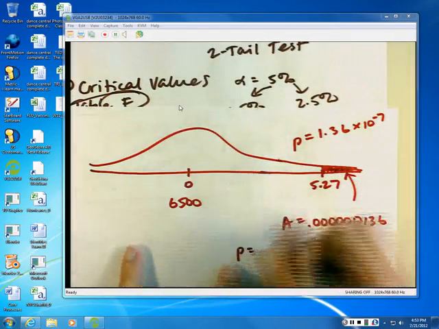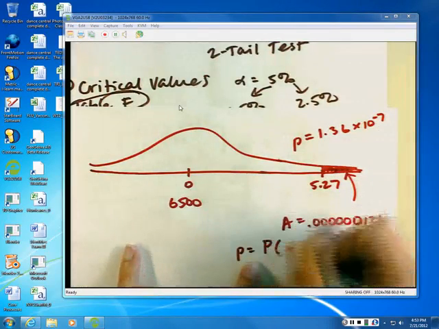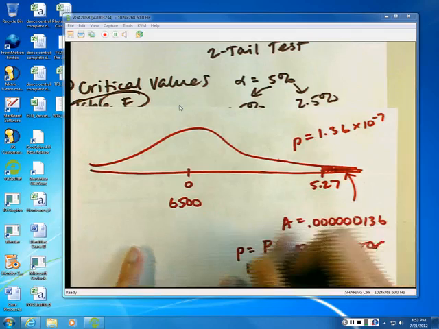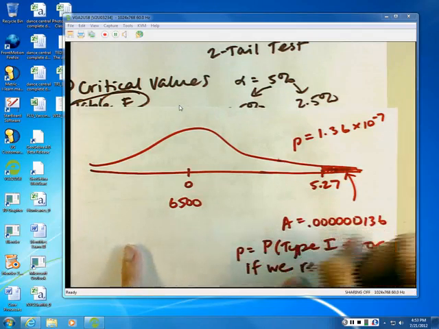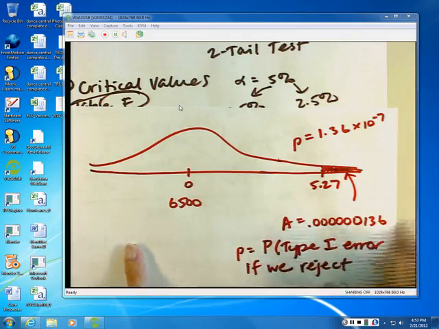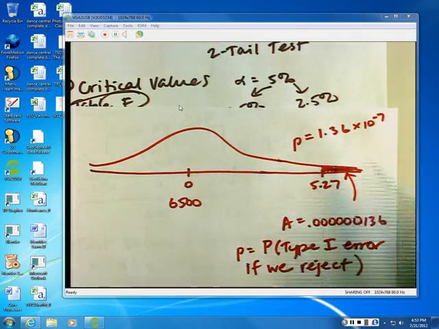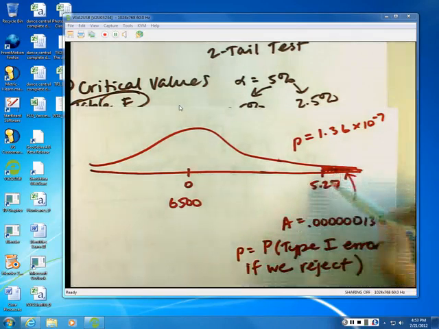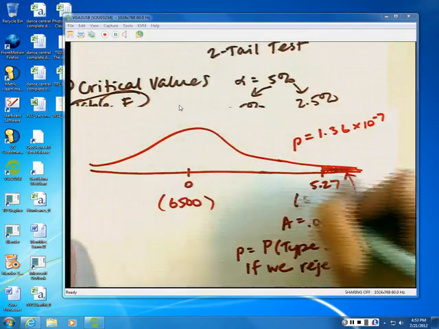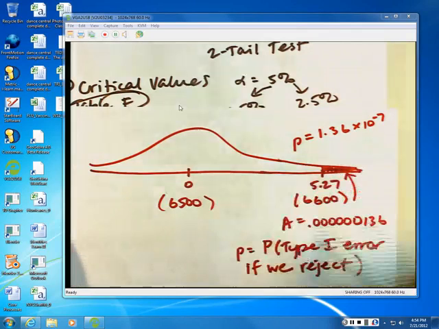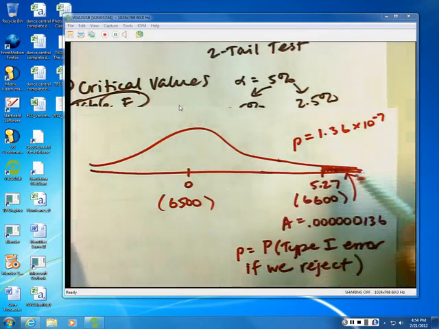P is also the probability of a type 1 error if we reject. So if I didn't start with a significance level, that 0.05 is really random. So if someone didn't hand that to me, instead I can say, you know what, if we do cut this off at that 5.27, which was for the 6,600, it leaves me with a little teeny tiny area. That's just this size right here, 1.36 times 10 to the negative 7.